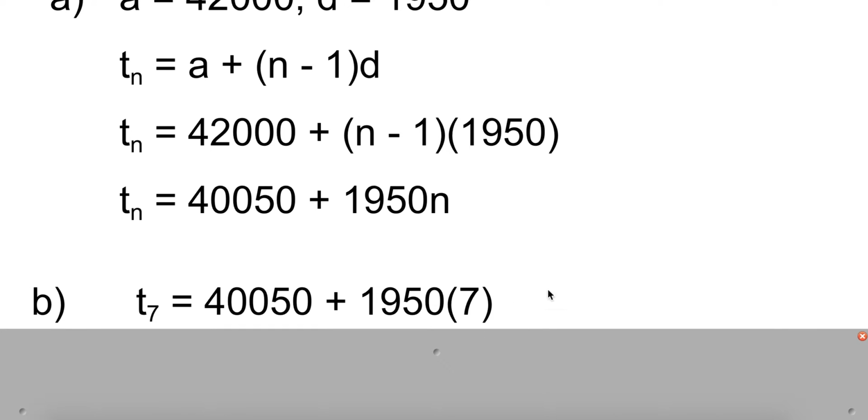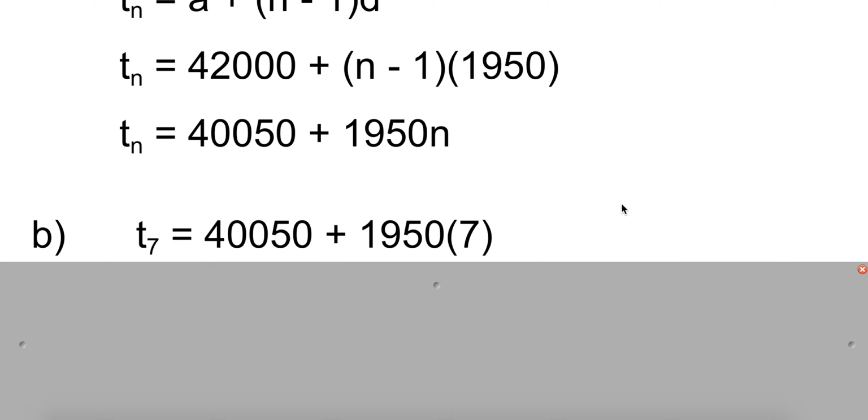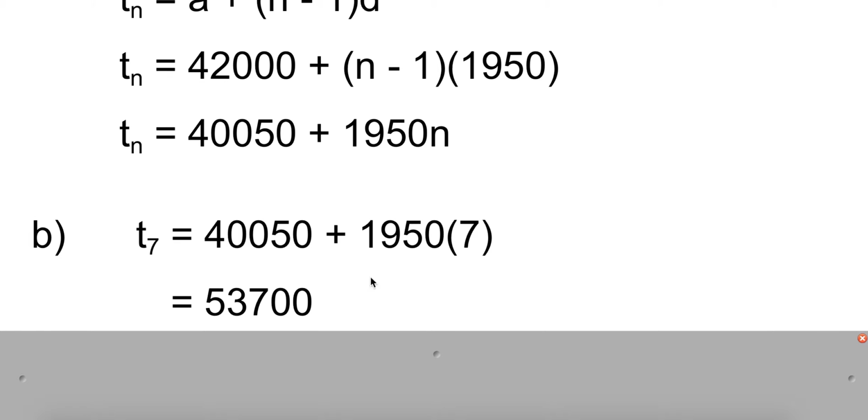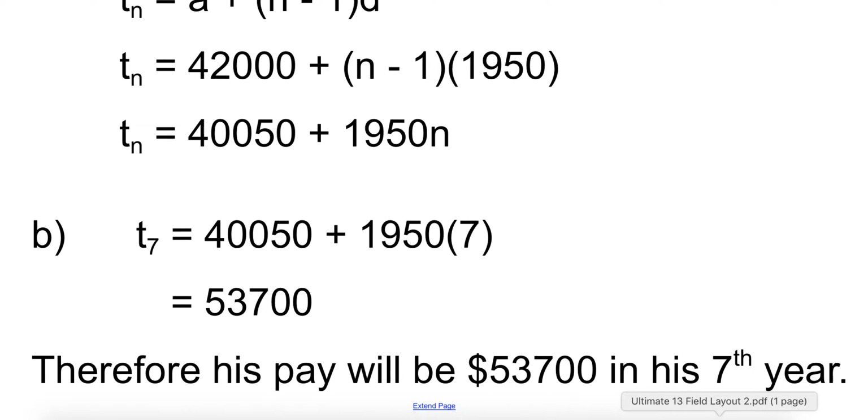So we're trying to find out what it is in the 7th year. We're going to sub in 7 for N and just solve. So therefore, he's going to make that much money in the 7th year. Okay. Pretty straightforward, I think. Not a whole lot to that question.